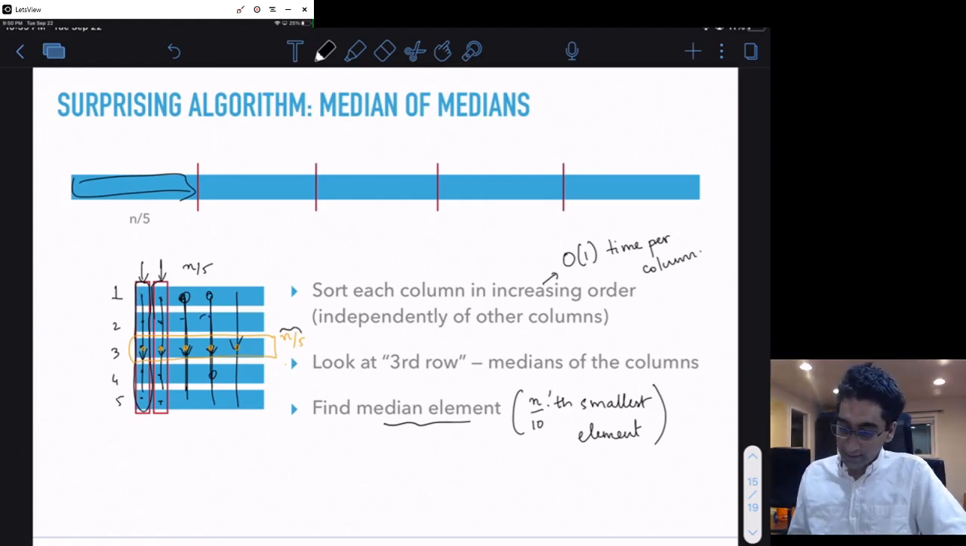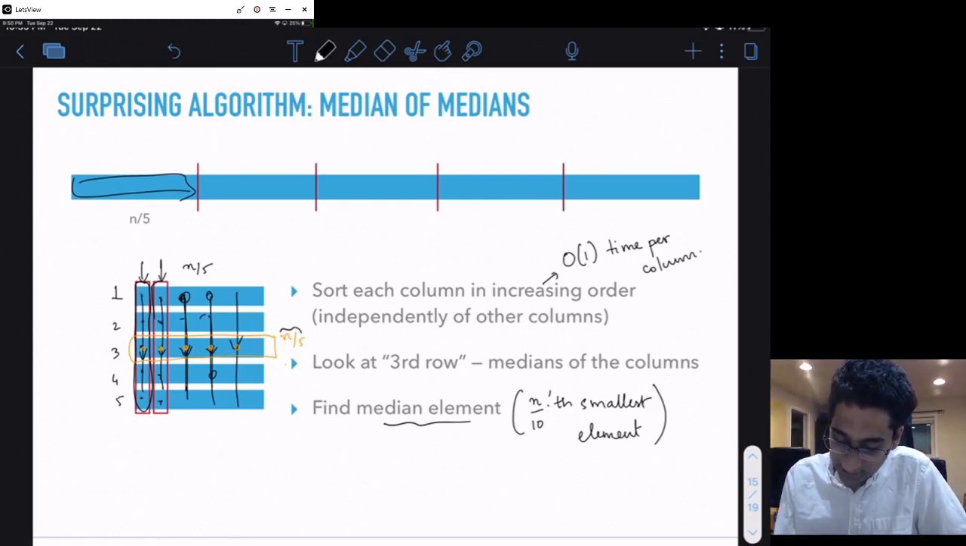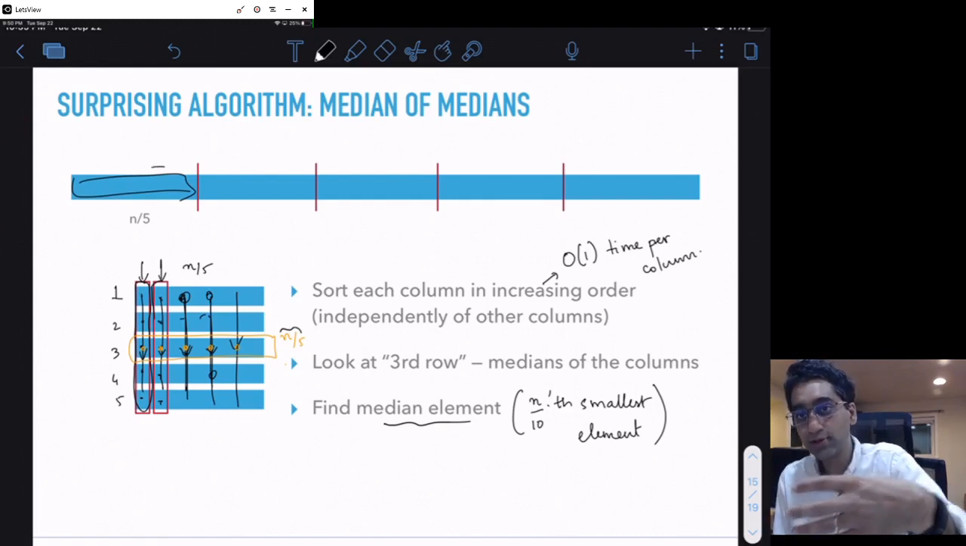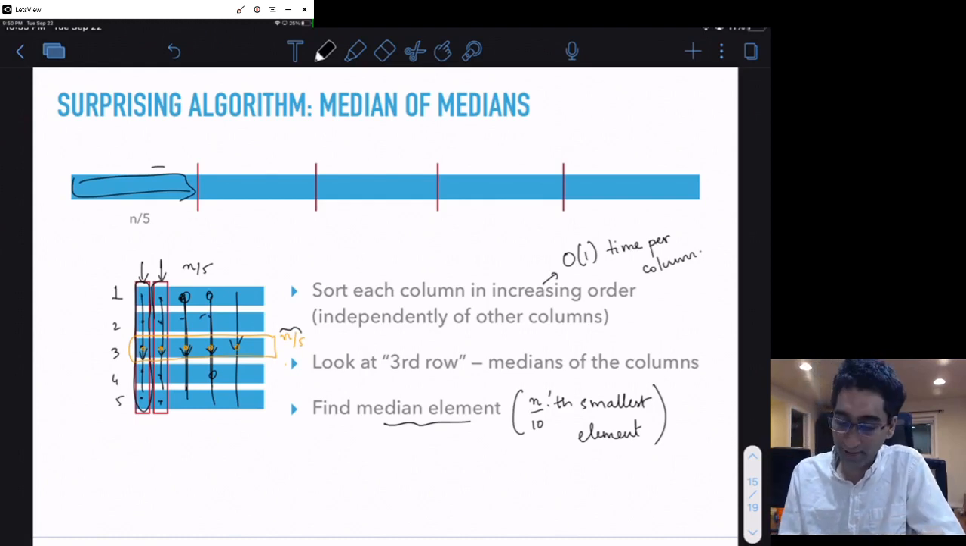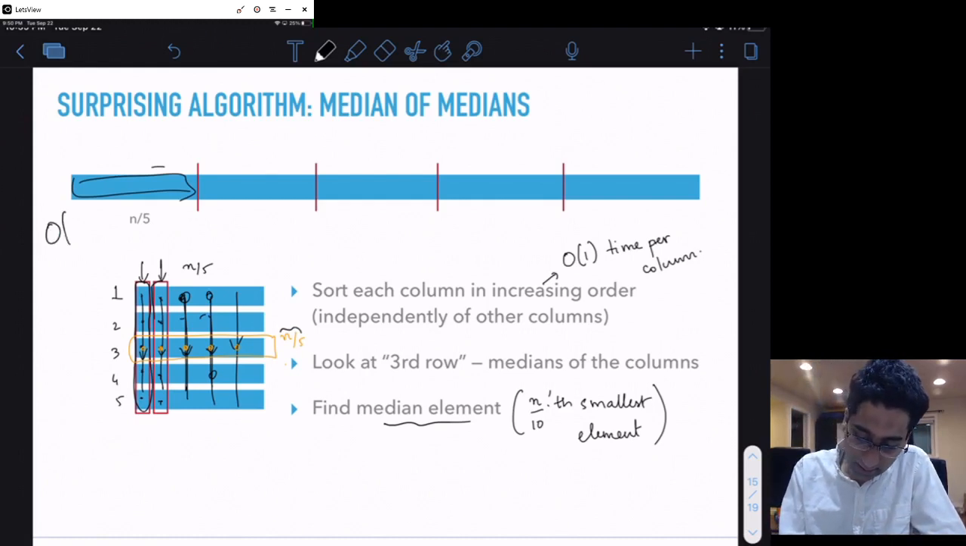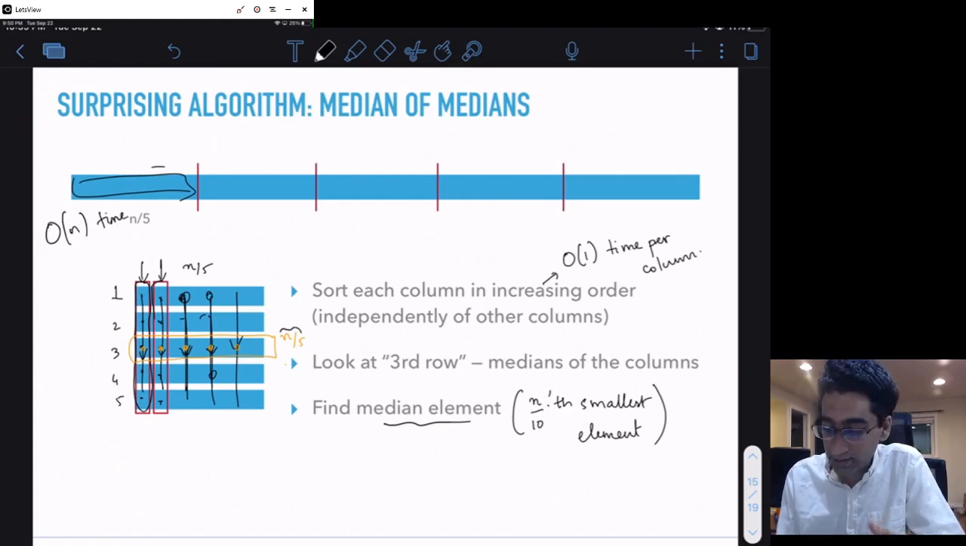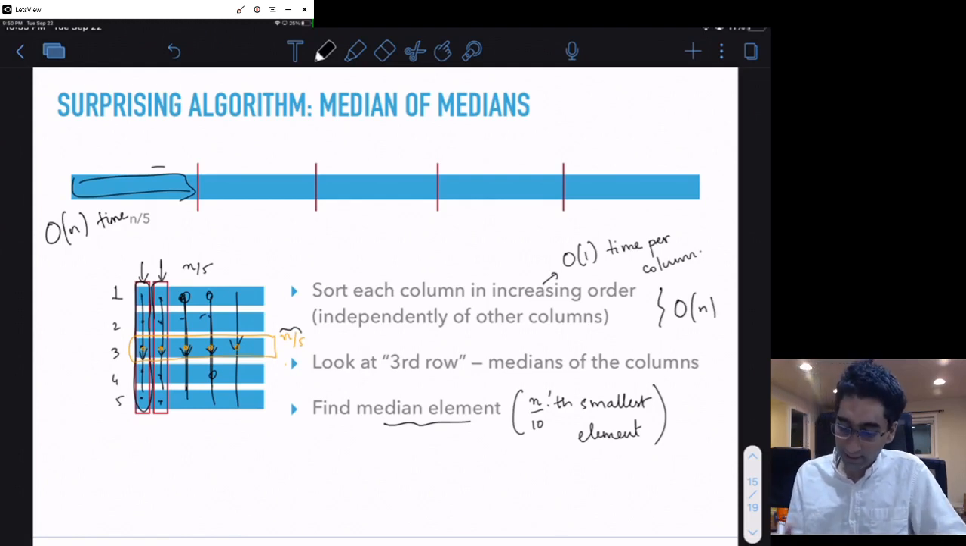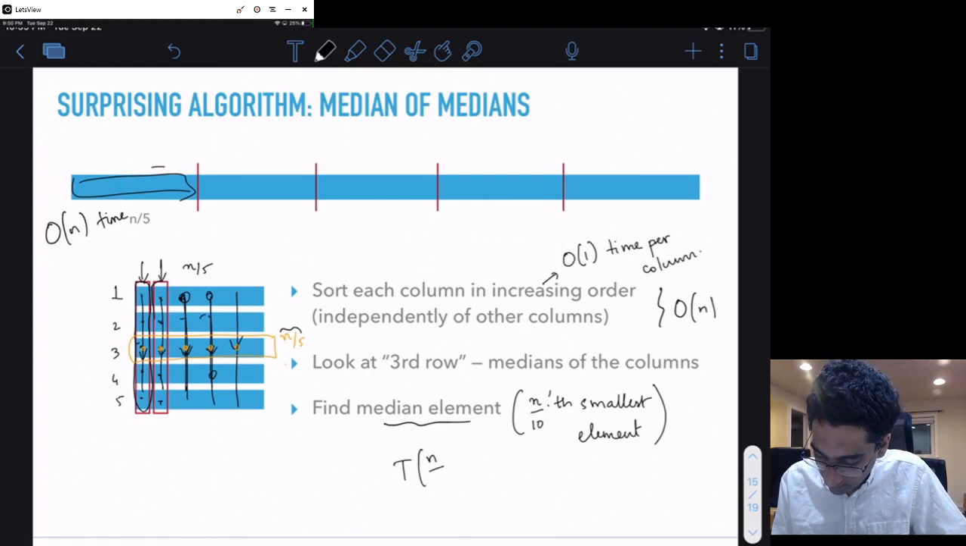All right. So what I've done is I've rearranged these elements into a matrix. Rearranging, of course, only takes O(n) time. And I have sorted each column. So O(n) one time per column, so overall it takes O(n) time. And I'm looking at these third rows, and I'm making a recursive call onto an array of size n/5. So this takes time T(n/5).